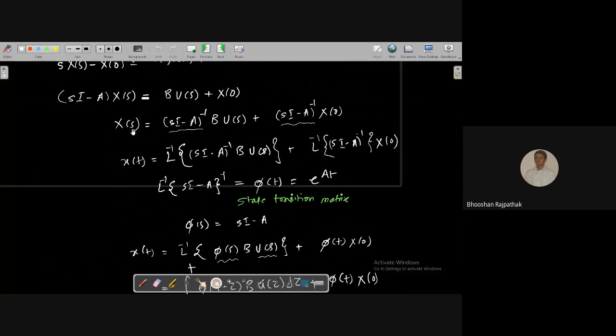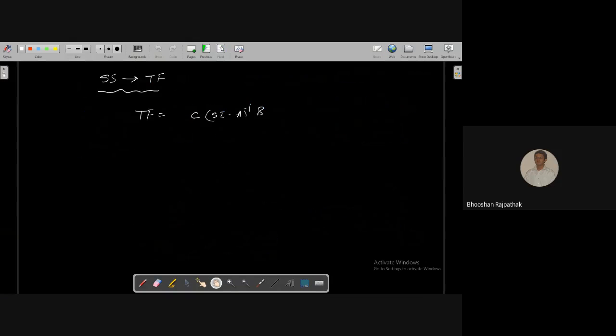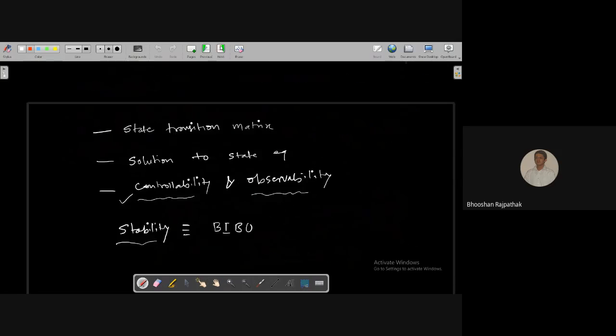So X of S we had obtained as (SI minus A) inverse B U of S plus (SI minus A) inverse X0. And the second equation is Y of T is equal to C X of T. So if you convert this also in Laplace, it will be Y of S is equal to C X of S. Now if you plug this value of X of S here, then it will be C into (SI minus A) inverse B U of S and plus this initial condition. For transfer function, initial conditions are always 0. And that is why you get this. And this is an important point, by the way, to remember. So I will emphasize this thing that time.